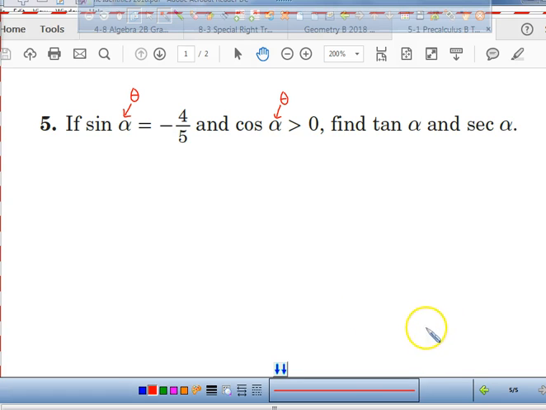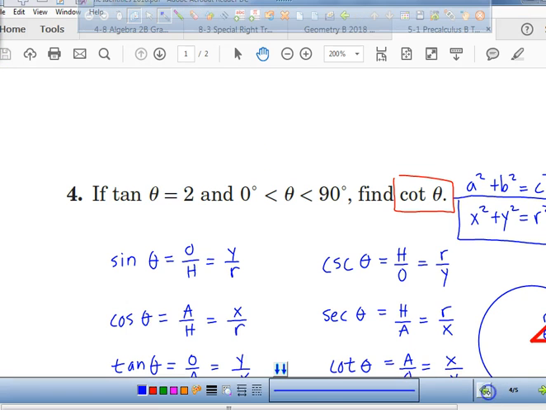All right, so what we're going to do is first write down the sine of theta equals negative 4 over 5. Now, if you look at the sine of theta, that compares two things. I want these in terms of x and y, not opposite and hypotenuse. What does the sine of theta always compare? The y value in comparison to the r value.